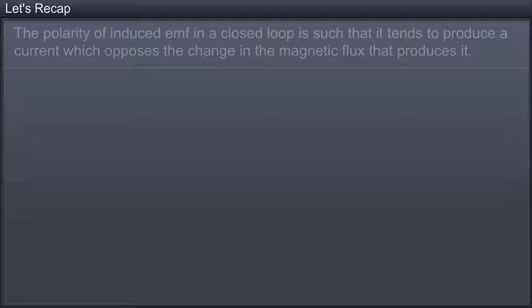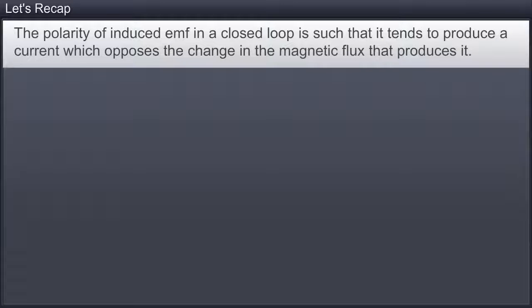You have now reached the end of this module. In this module, you have learnt that the polarity of induced EMF in a closed loop is such that it tends to produce a current which opposes the change in the magnetic flux that produces it.